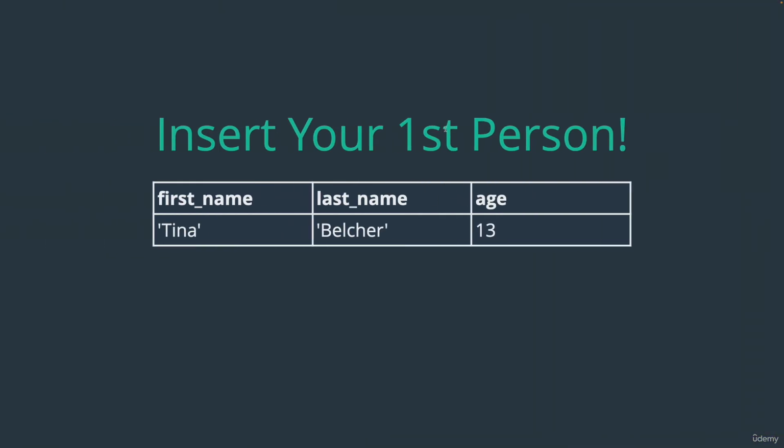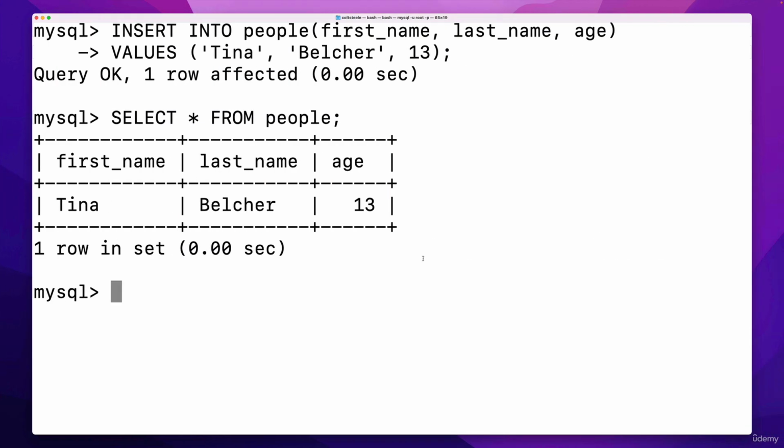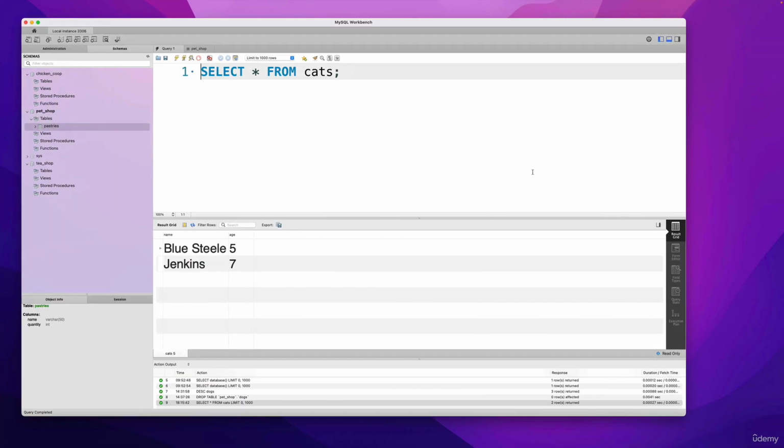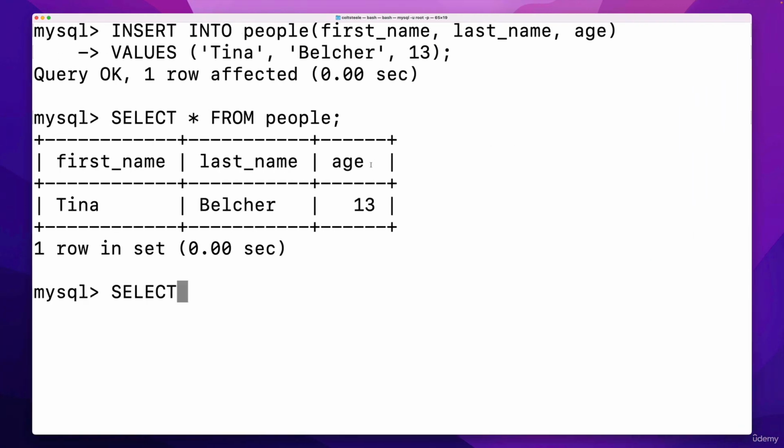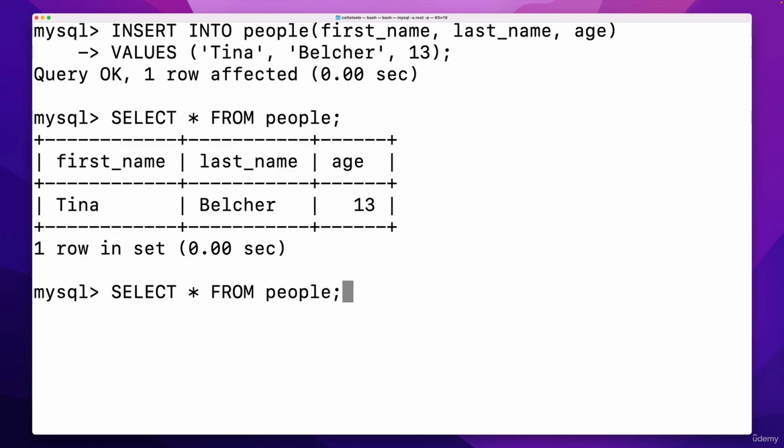All right. So next up, we've got a second person. Bob Belcher is 42. So I'll do it again from the command line. Of course, you can do these from anywhere that you can run a MySQL query, but I'll do an insert. Honestly, well, sure, I'll just retype the whole thing, but I was going to say I can just recall this line, and I might save myself some time, but it's all right.